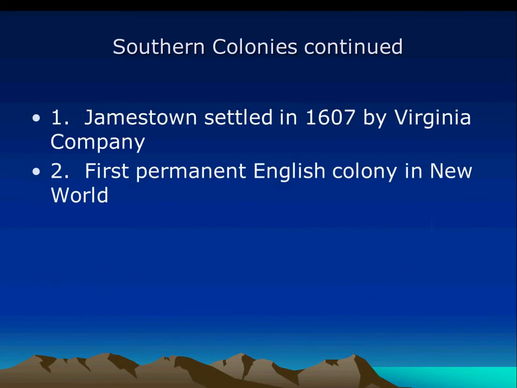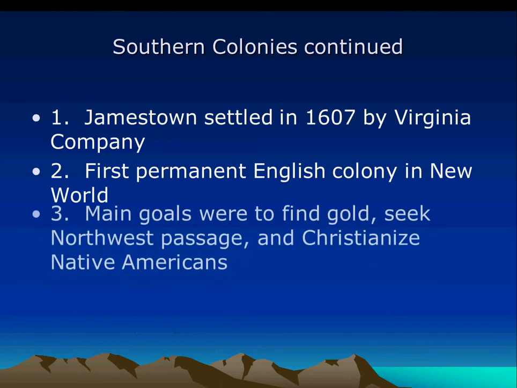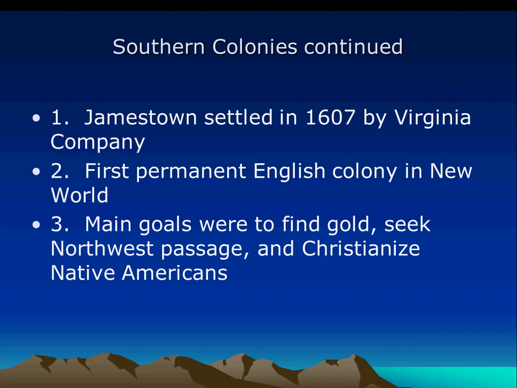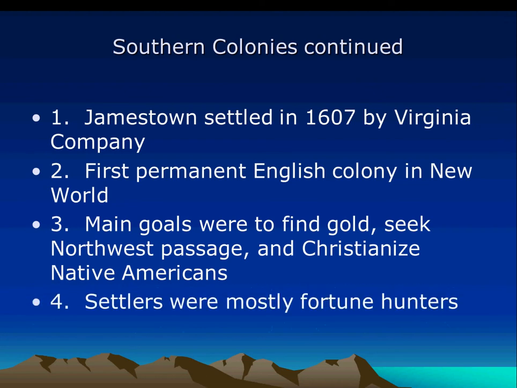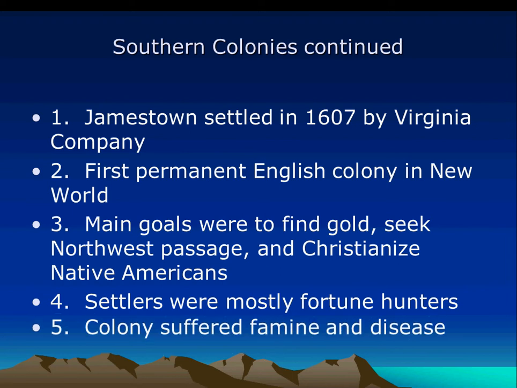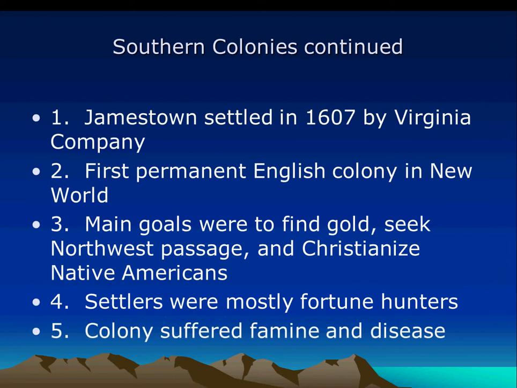In 1607, an expedition is sent out, and they will establish the first permanent settlement in the New World for England. As far as their main goal, of course, getting gold, finding the Northwest Passage, and to a lesser extent, Christianizing the local population. Most of the settlers were fortune hunters. We characterize them as cavaliers.